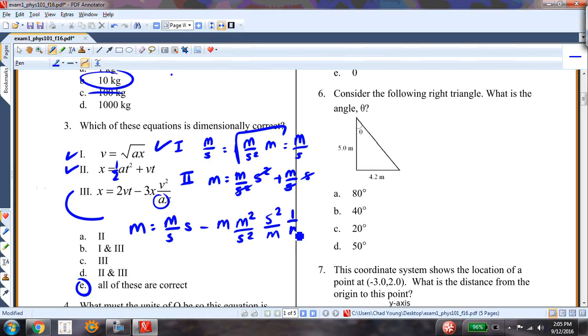And then 1 over meters. So my seconds squared canceled there. This cancels with these two, and these cancel. Meters, meters, meters. So it is E, in fact, for number 3.